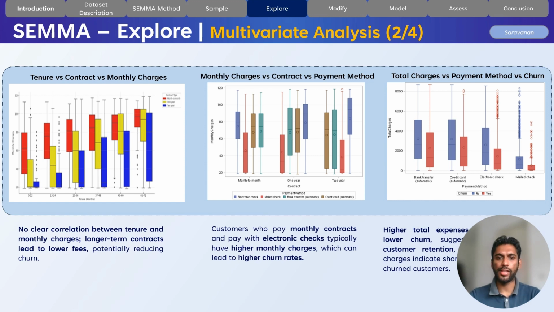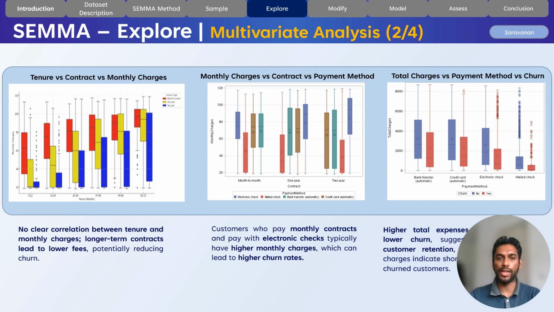As we delve into our multivariate analysis, let's examine customer behavior and its impact on churn rates. Starting with tenure and monthly charges, there is no strong link to churn. However, it's notable that longer-term contracts are associated with lower monthly charges, which may help reduce churn. Moving on to payment method, we observe a clear pattern. Customers on monthly contracts who opt for electronic checks as their payment method will tend to incur higher charges, which unfortunately also translate into higher churn rates.